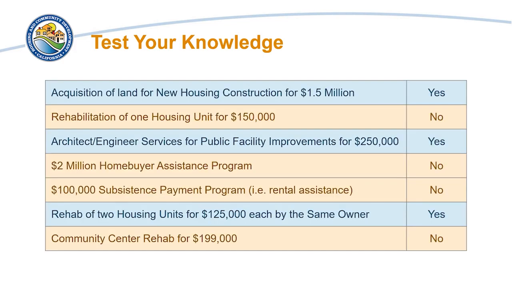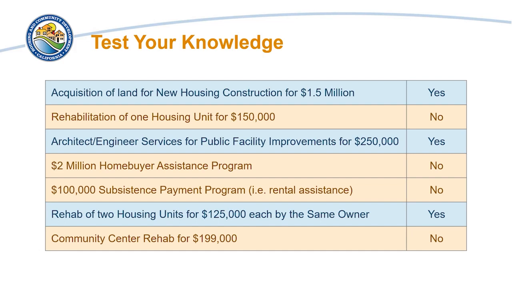Here are the answers. How'd you do? Section 3 requirements would apply to the acquisition of land for new housing construction because it exceeds the $200,000 threshold and is related to housing construction. Section 3 requirements would not apply to the rehabilitation of a single housing unit because it does not exceed the $200,000 threshold. Section 3 requirements would apply to an architectural or engineering services contract for public facility improvements because it exceeds the $200,000 threshold and is related to public construction.